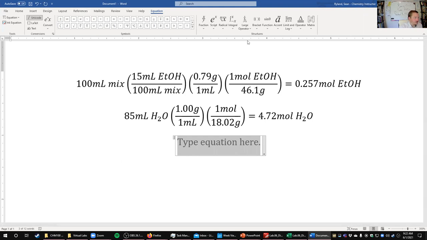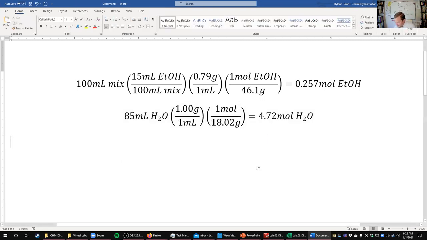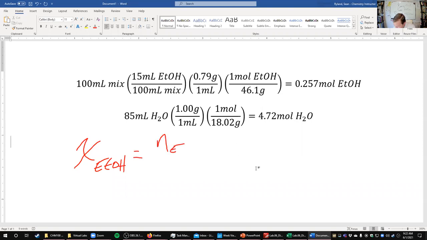So remember mole fraction. For this part, I'll just do it by stylus. Mole fraction of ethanol is always just going to be moles of ethanol over moles total, which in this case is moles of ethanol plus moles of water.